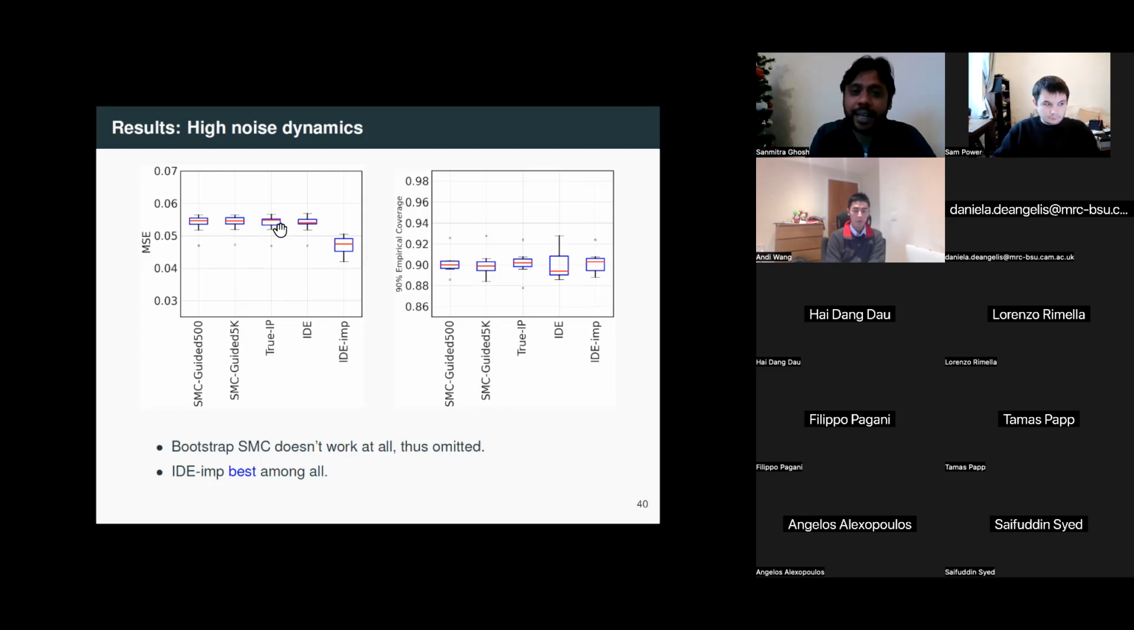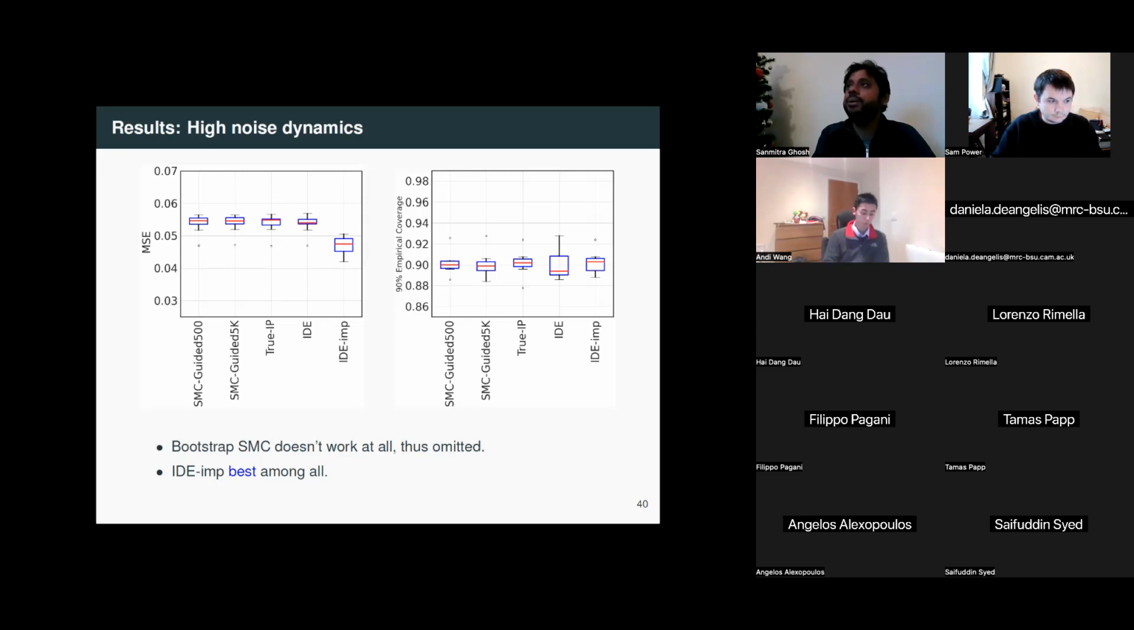True, I see the true IP very near, at least in terms of MSE, to the guided one. The ID is close to that. Here, surprisingly, the ID with importance sampling is beating everything else, even the guided particle filter with 5,000 particles, which is quite interesting. And we see the same thing for the coverage, because the ID importance sampling is still the highest among everything, right?